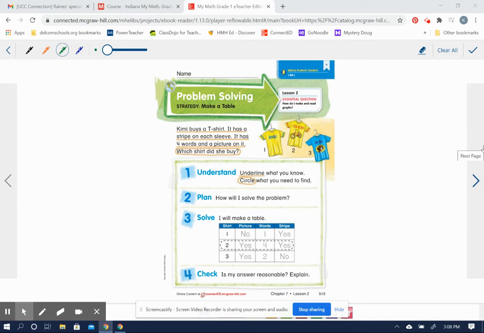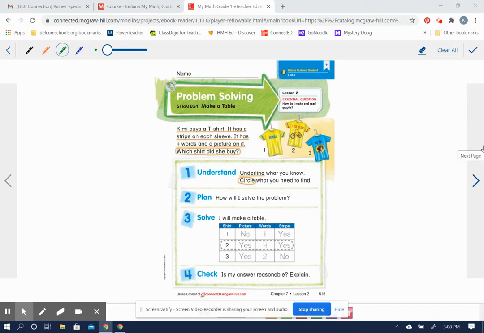Hello, boys and girls. So as you know, we have just started Chapter 7, and we are working with organizing information and graphs. And today we're going to be talking about making a table. So we'll start with a story problem.